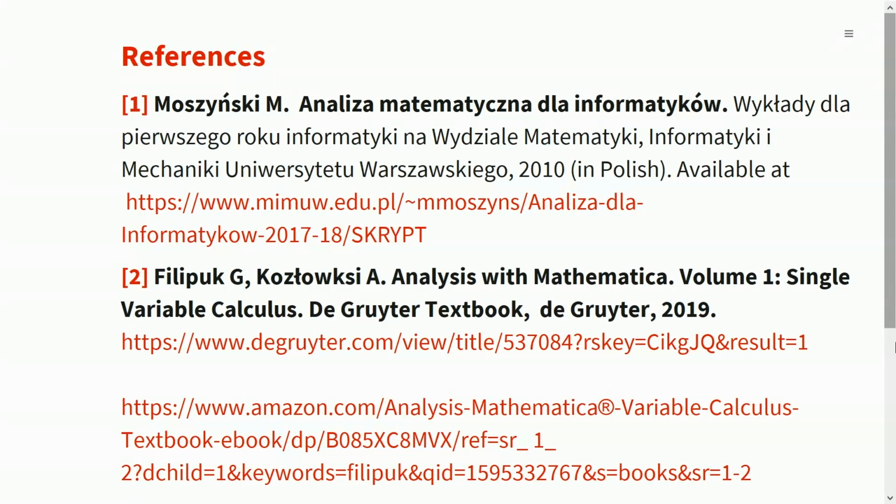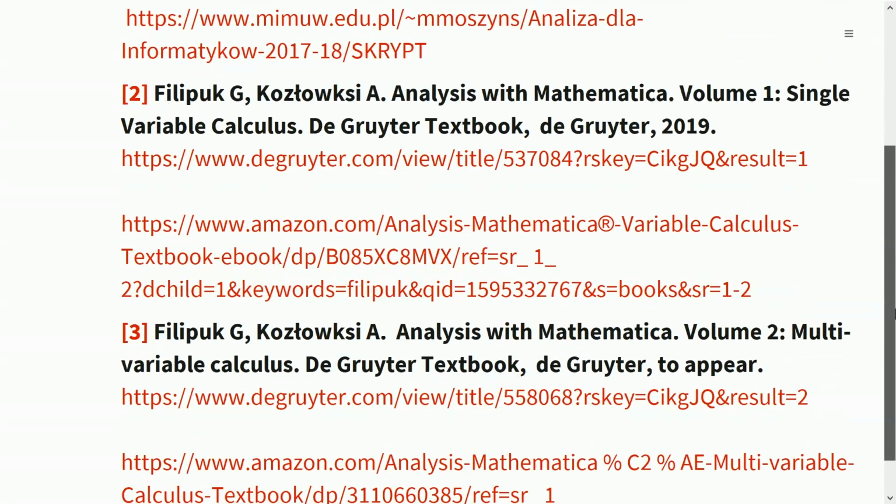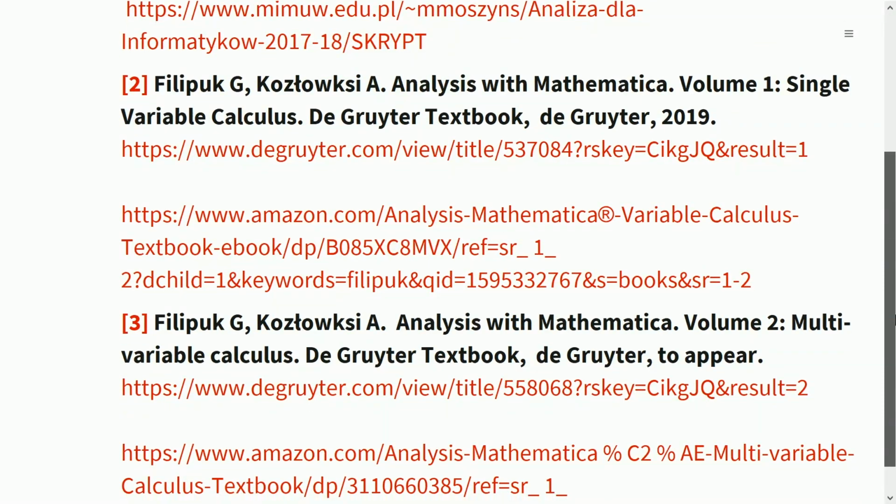So I hope that my discussion today on some pedagogical aspects of teaching analysis with Mathematica will be very useful for educators. This approach develops computational thinking in students, and I personally think that it is very important.